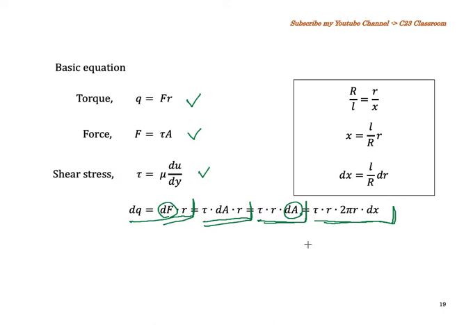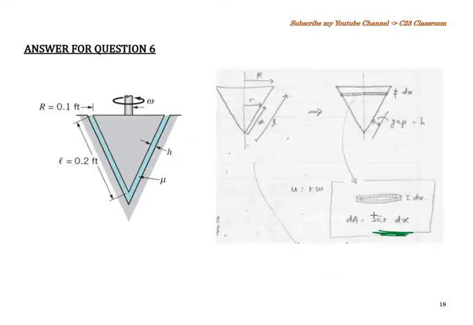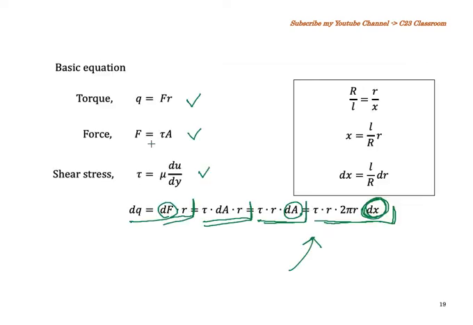Then we have a problem here, because in this equation we need to integrate with respect to dx. However, if we look into our mechanism here, the difference is actually the value of r. So it means that we need to change the dx here with dr. So how do we change this one?